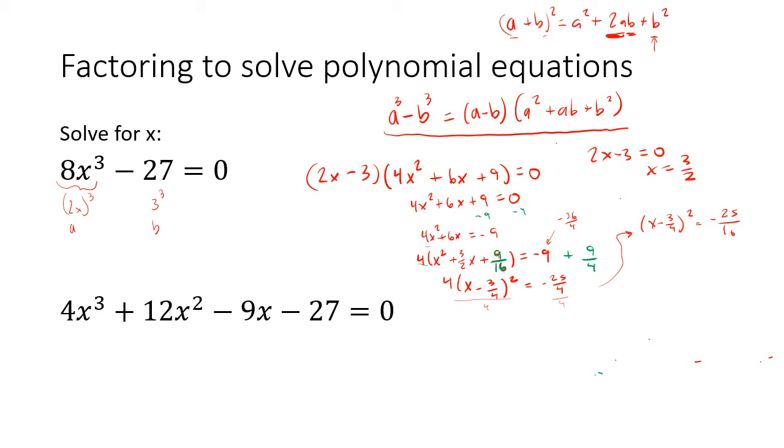Okay, we can now square root both sides, and you might see red flags because of this negative sign, but that's okay. We know how to deal with that. That's just an imaginary number. So what we're going to have is x minus 3/4 is equal to plus or minus 5/4 i. I skipped a few steps there, but that's fine.